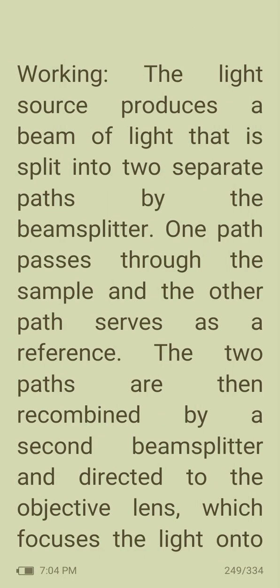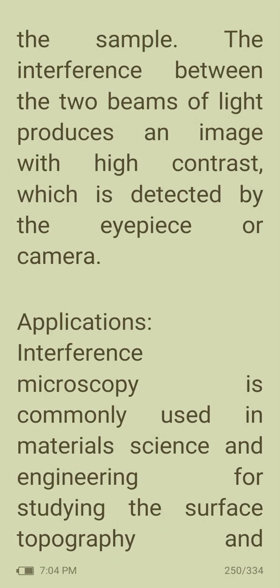The light source produces a beam of light that is split into two separate parts by the beam splitter. One path passes through the sample and the other path serves as a reference. The two paths are then recombined by a second beam splitter and directed to the objective lens, which focuses the light onto the sample. The interference between the two beams of light produces an image with high contrast, which is detected by the eyepiece or camera.